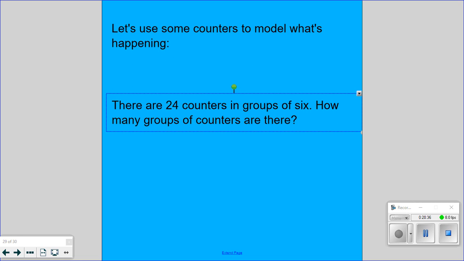All right. There are 24 counters in groups of 6. How many groups of counters are there? Don't start moving counters. We don't even know what we're counting yet. You can put them back in your pile. That's fine. What am I counting? Look at that answer sentence. Look at that last sentence in your problem. What am I counting?